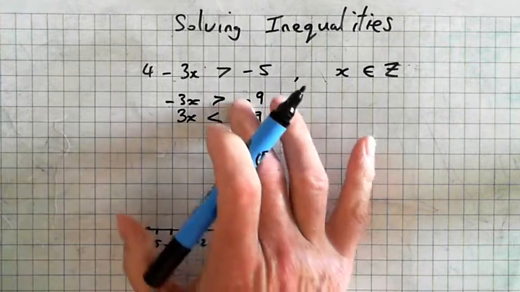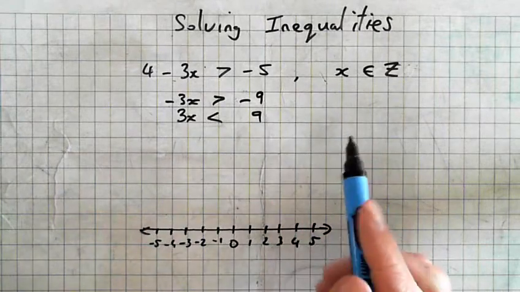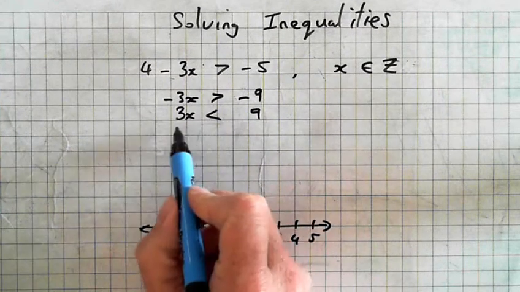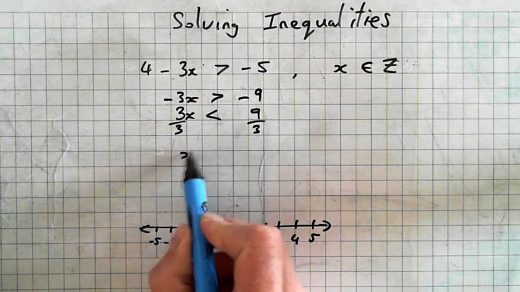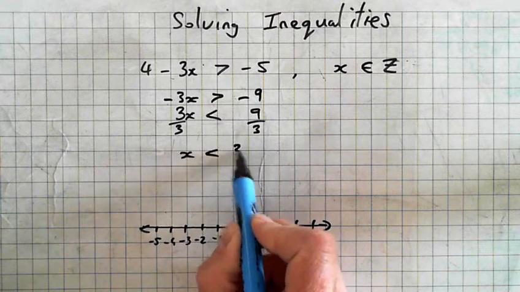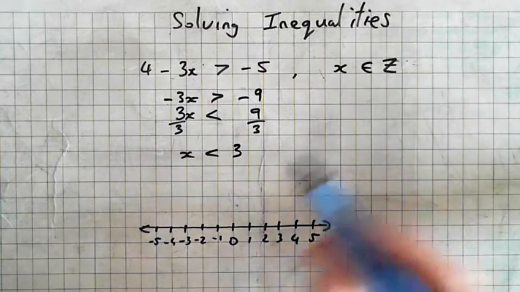Now divide. See the way all the signs changed? Yes. Now divide both sides by 3. x is less than 3. Now represent that on a number line.